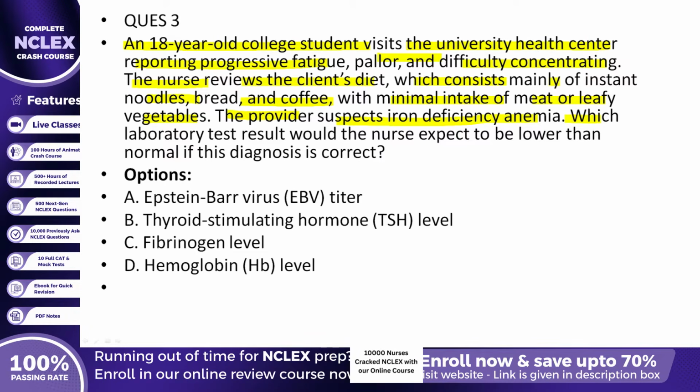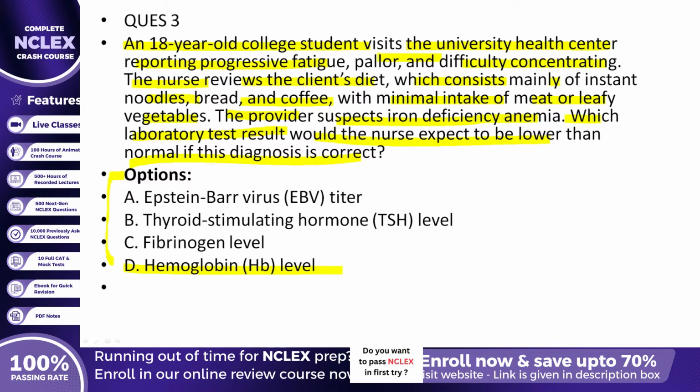The question asks, which laboratory test result would the nurse expect to be lower than normal if this diagnosis is correct? Here are the available options. Option A suggests an Epstein-Barr virus, EBV, titer. Option B lists the thyroid-stimulating hormone, TSH, level. Option C presents the fibrinogen level. Option D identifies the hemoglobin, HB, level. The correct answer here is Option D, hemoglobin, HB, level.